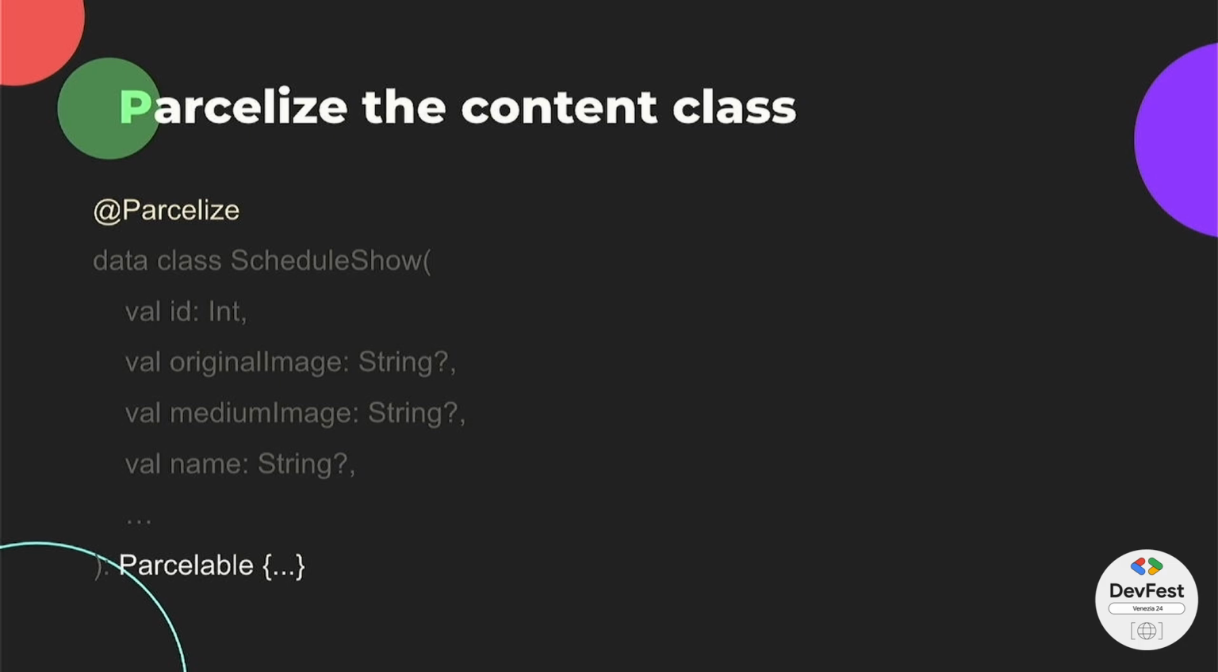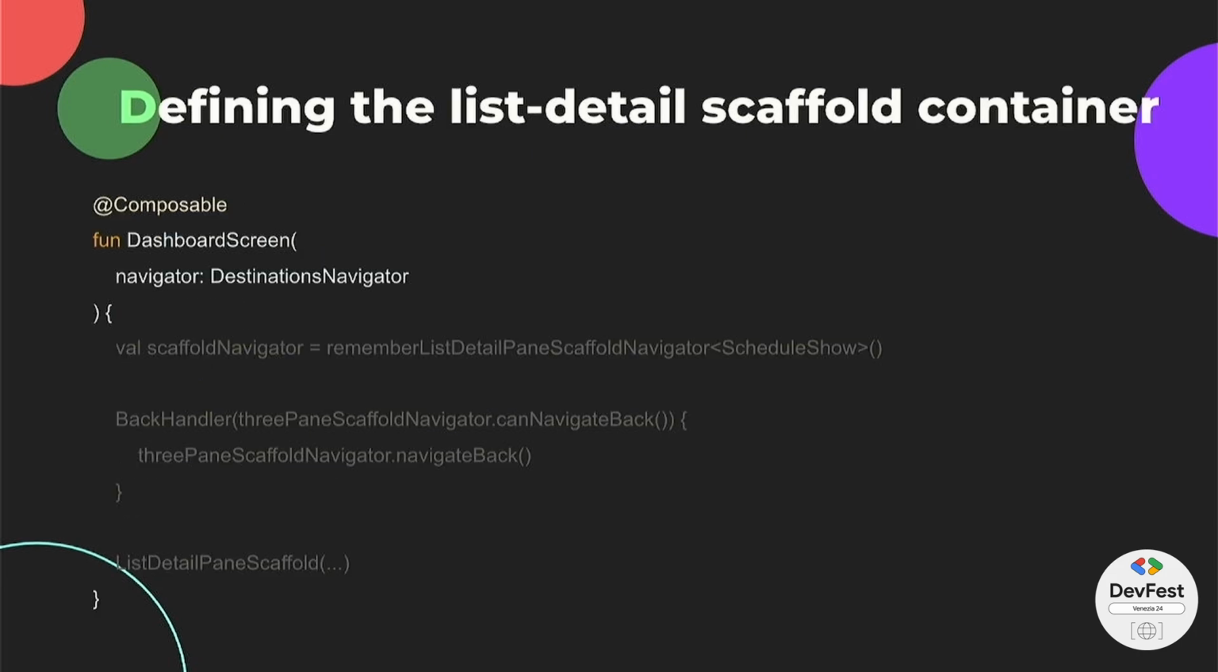And this basically represents the data for the information that will be passed from one screen to the next. And you just need to make sure that it's parcelable. So annotate it with @Parcelize, as well as extend the Parcelable class. Then I defined my screen called DashboardScreen.